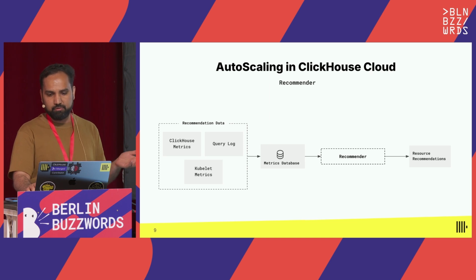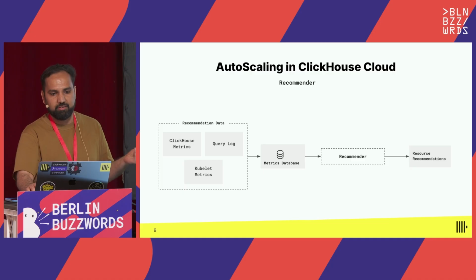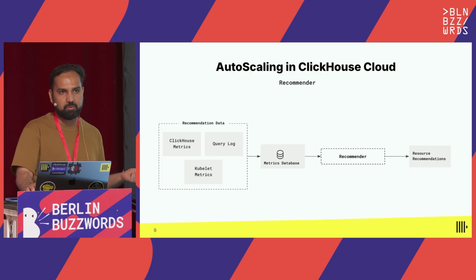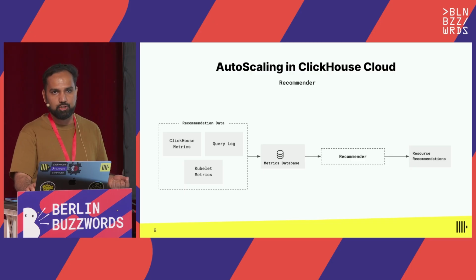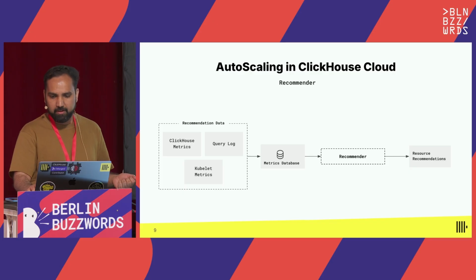And then you have a recommendation engine in there. This recommendation engine is going to be evaluating a certain time window of these utilization metrics and then creating recommendations based on what it thinks should be your optimal size or number of replicas or whatever that is, right? But this is just a recommendation. It doesn't mean it immediately gets applied.